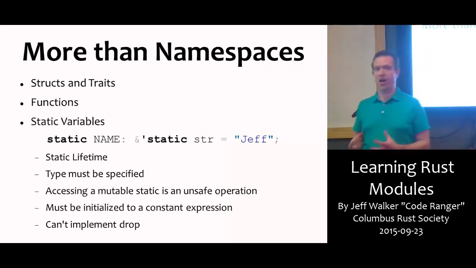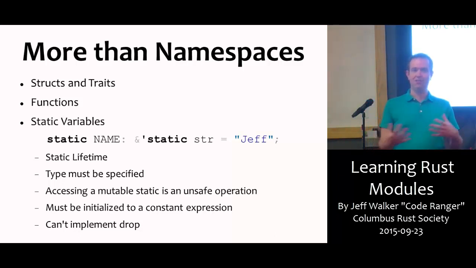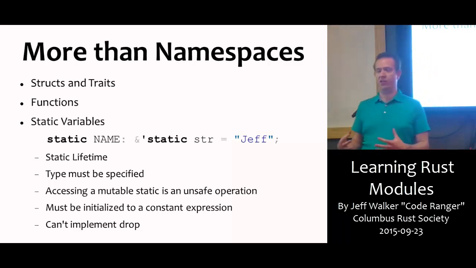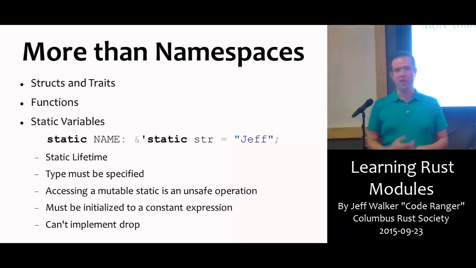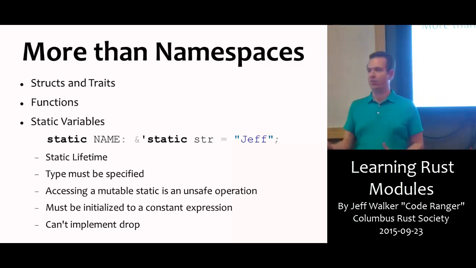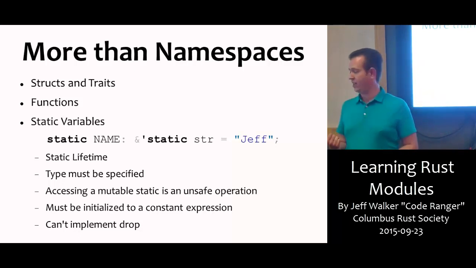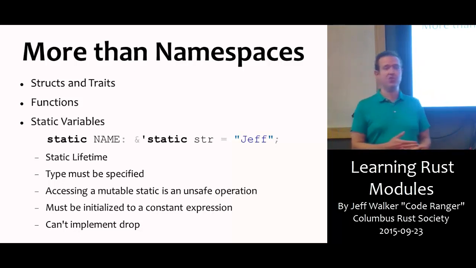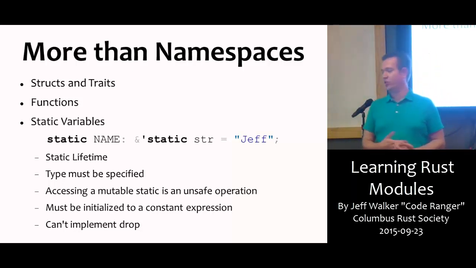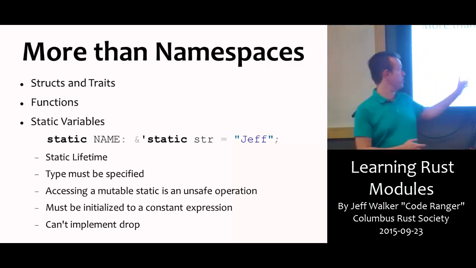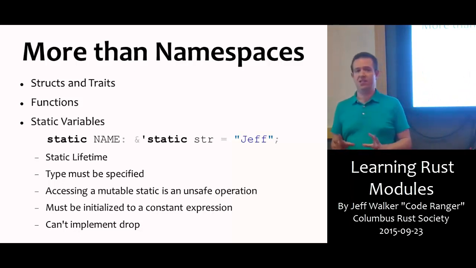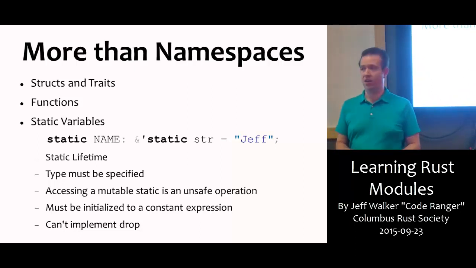That gives our module potentially state, which makes it akin to a singleton in C# or Java, where there's a single instance of the state of that module, but it could potentially hold state and change over time as the application's running. The way we do that is we declare it with the static keyword. There's a bunch of limitations on static variables. They have to have a static lifetime, which is that apostrophe static that you see there. That's a specific lifetime that the compiler understands.